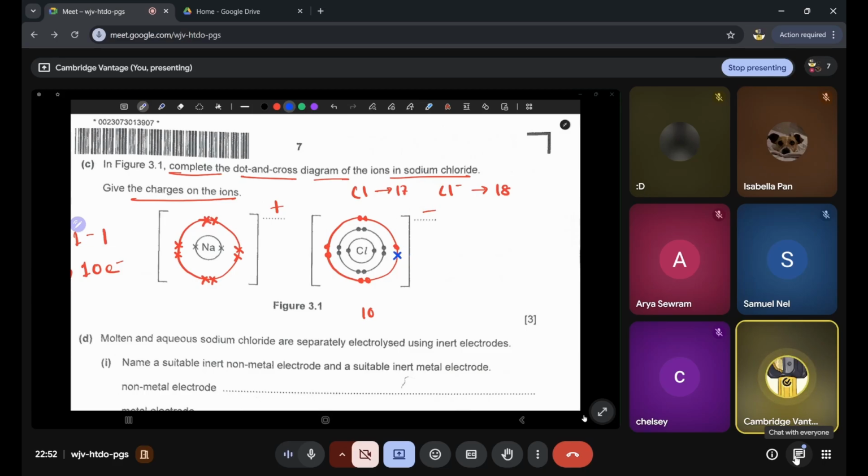Now, the reason why this is a cross is because the outer shell electron that sodium had has been released, and the chlorine atom gained that electron. So to show this distinction that no, all the electrons in the chloride ion aren't from the original chlorine atom, we show a difference using dot and cross.